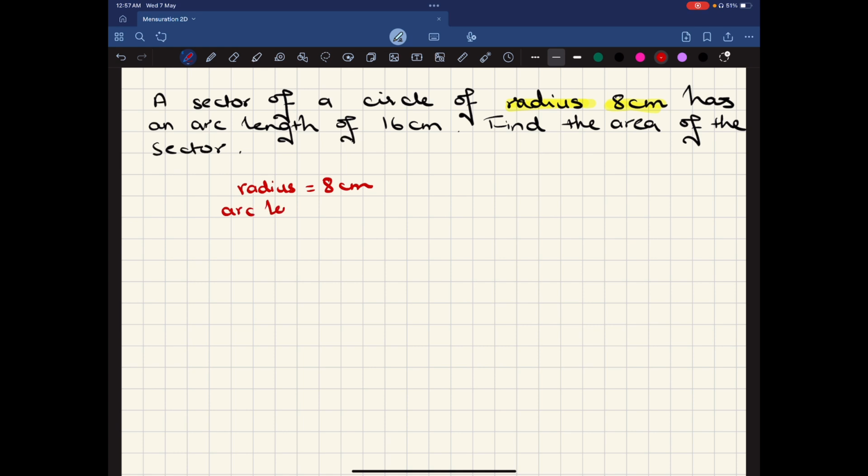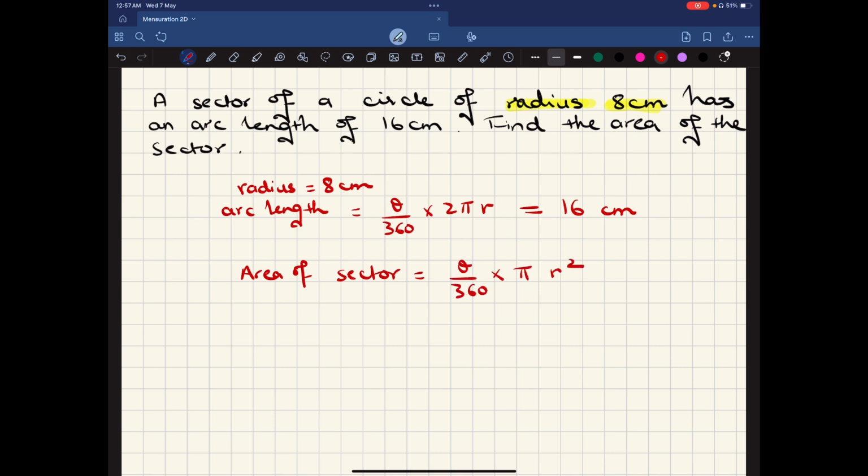Arc length, which is basically theta over 360 into 2 pi r, is equal to 16 centimeters. Okay, and they want us to find the area of the sector, which is theta over 360 into pi r squared. So we have all the key pieces of information written down.